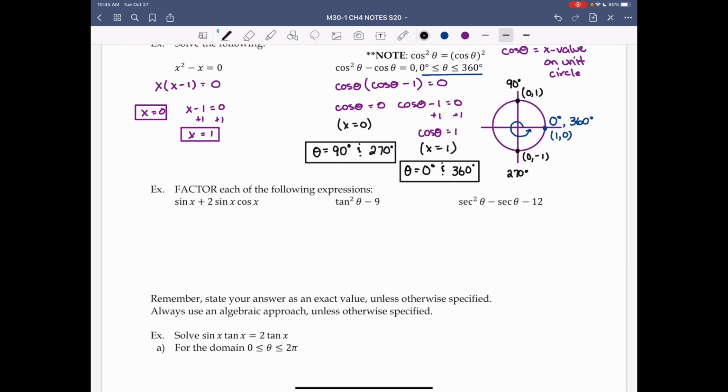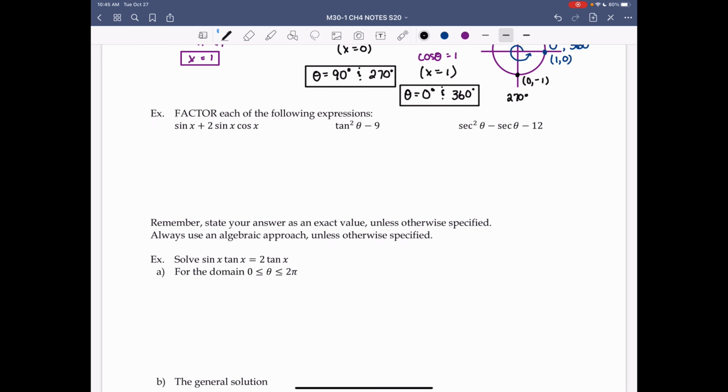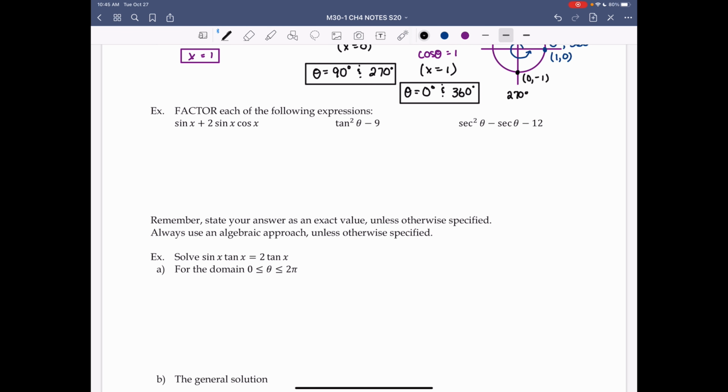Factor each of the following expressions. So we're just factoring, we're not solving. Sine x plus 2 sine x cos x. We have a common factor of sine x. We factor that out. We're left with sine x divided by sine x is 1, plus 2 sine x cos x divided by sine x would be 2 cos x.